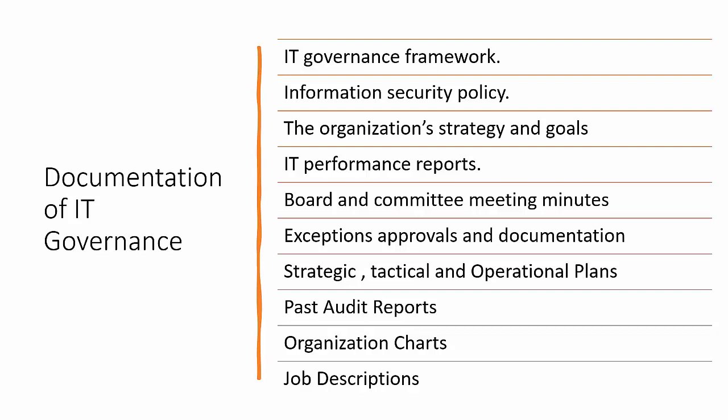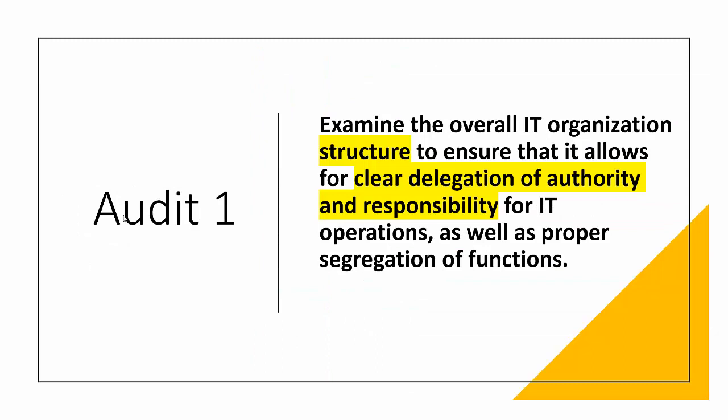So I'm taking some samples here, which I followed when I was auditing enterprise or IT governance. The first audit step I take, on the next slide, is to examine the overall IT organization structure to ensure it allows for a clear delegation of authority and responsibility for IT operations, as well as proper segregation of functions. Sometimes a poorly defined IT organization structure can lead to confusion regarding responsibility, and it also causes the IT support function to be performed inefficiently. For example, critical functions may be either neglected or performed redundantly.